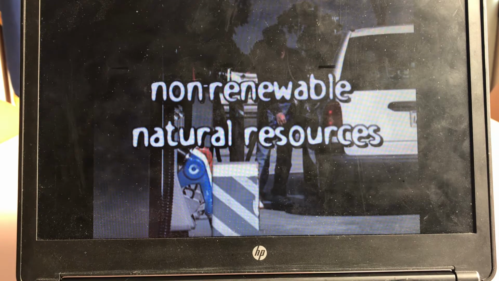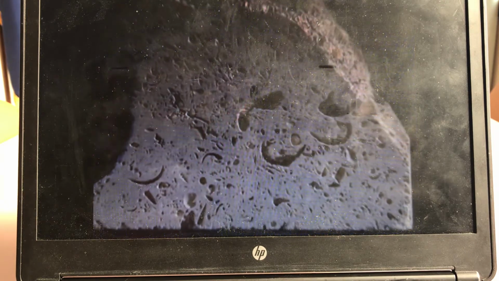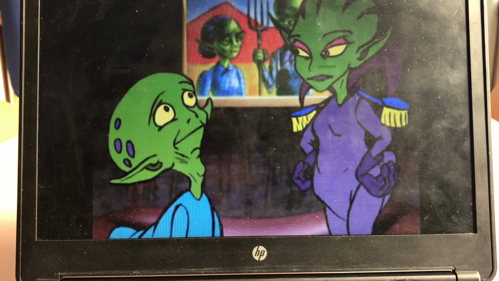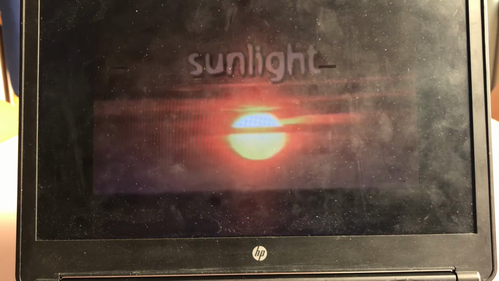I think I understand. A non-renewable resource can be used up. That's right. Other non-renewable natural resources include the minerals that people mine from the ground, as well as limestone and even sand, which people use for construction and making glass. So now that you know the difference between renewable and non-renewable natural resources, let's take a closer look at some examples of both. Starting with sunlight.